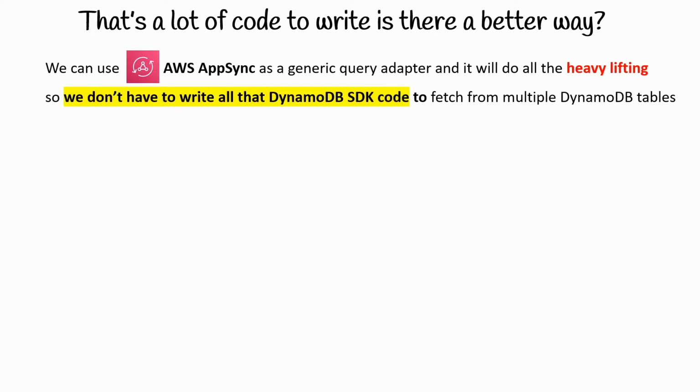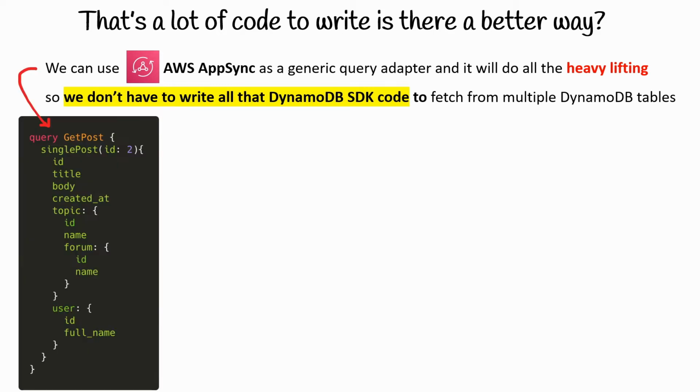So AWS AppSync is a generic query adapter that will do the heavy lifting, so we don't have to write all that DynamoDB SDK code to fetch multiple DynamoDB tables. And so we get this query language. It's not SQL, but it's better than writing all that DynamoDB SDK code.